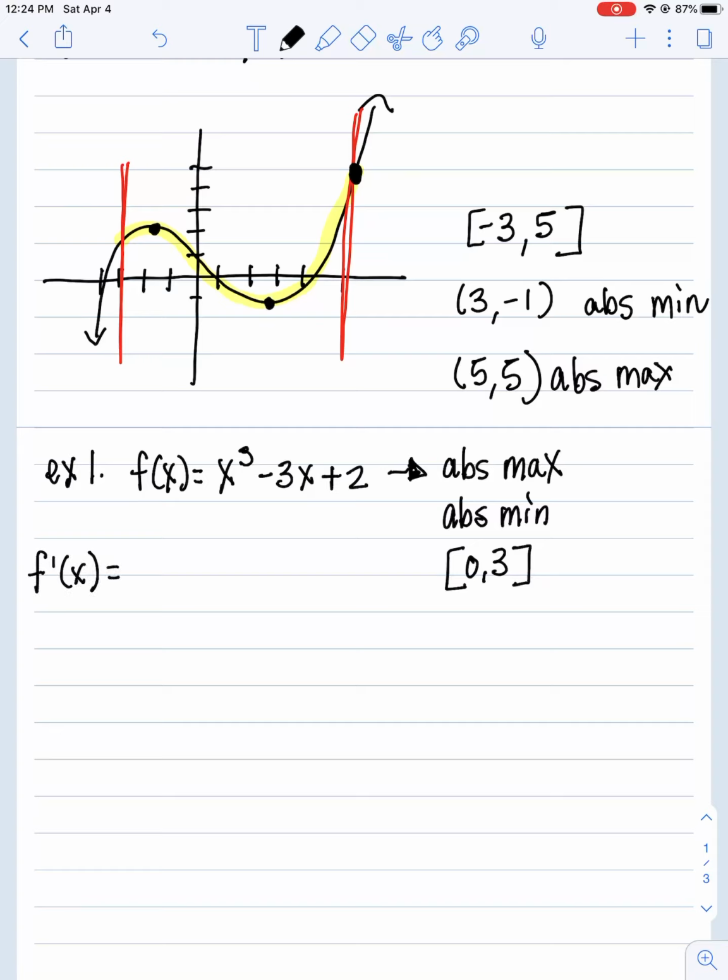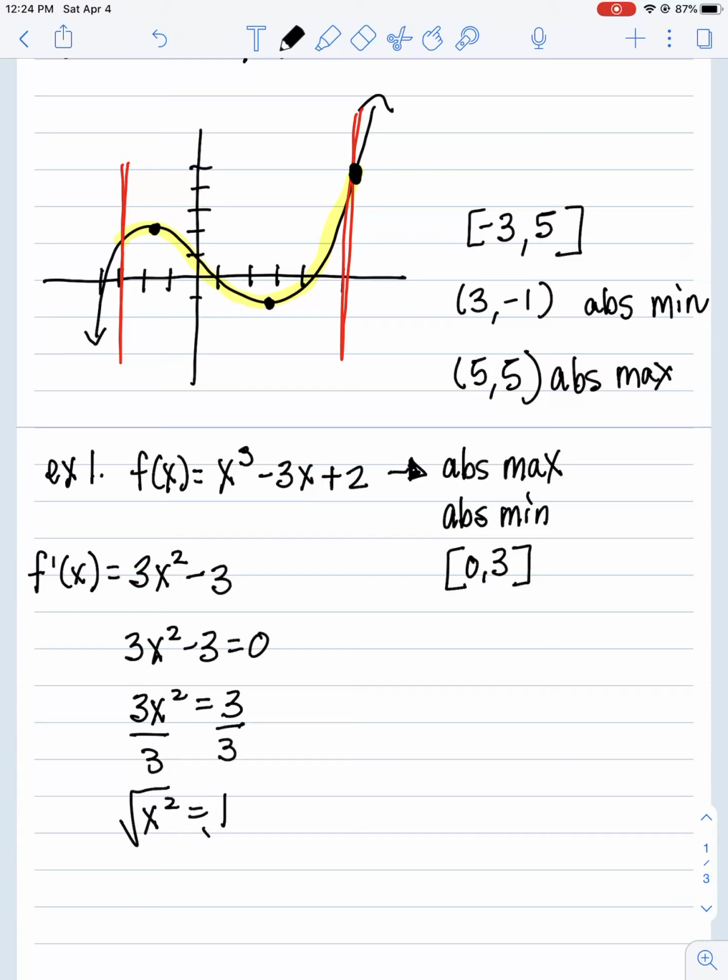And how do we find critical values? We take the first derivative and we set it equal to 0. So if we take the first derivative, we get 3x squared minus 3. Okay, that's the first derivative. So if I set 3x squared minus 3 equal to 0, I would add 3 and get 3x squared equals 3. I would divide by 3. I would get x squared equals 1.